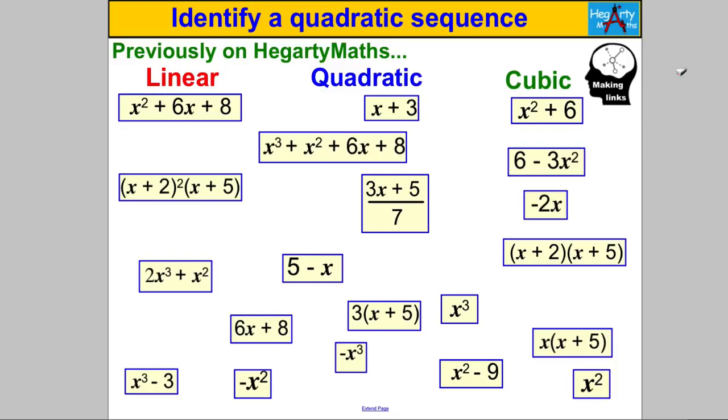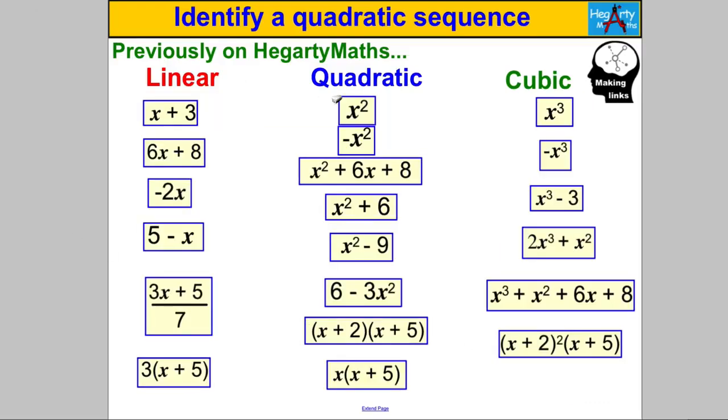I'd like you to pause the video, and for each of these expressions on the board here, could you put them under the appropriate titles? Are they either linear expressions, quadratic expressions, or cubic expressions? Pause the video and make sure you sort those out. Well, you should have got the following as your answers.